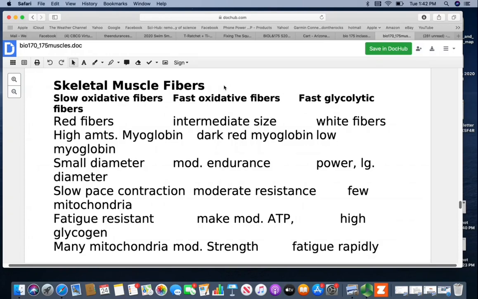Then your fast oxidative fibers are kind of the middle of the road. They're intermediate size. They're dark red because they have some myoglobin. They'll have moderate endurance, moderate resistance to fatigue, make a moderate amount of ATP, and have moderate strength.